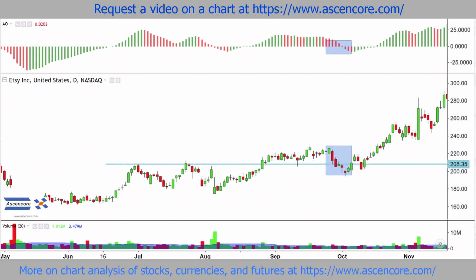Now with this negative zero-line crossover, there wasn't much success to drive down lower since price did not break below these boundaries to complete a reversal range, and the bars on the awesome oscillator were small and only remained below zero for a very short time.